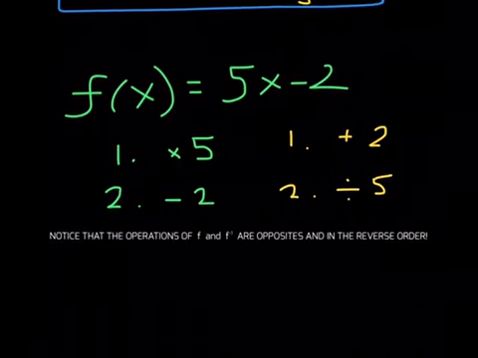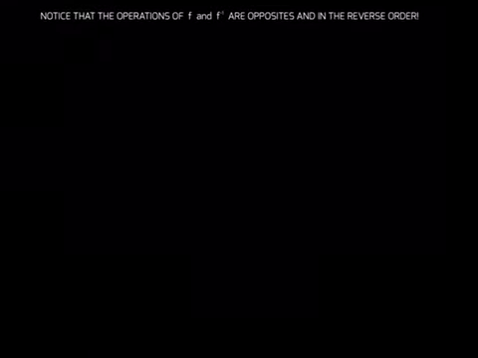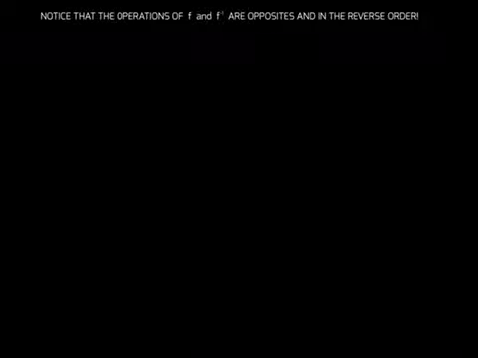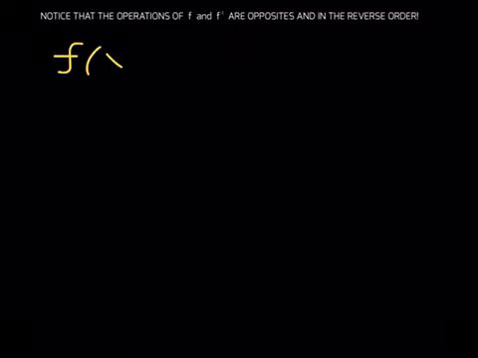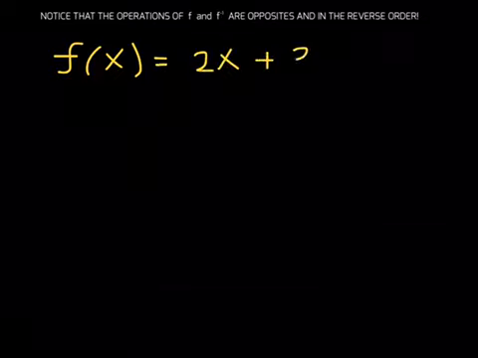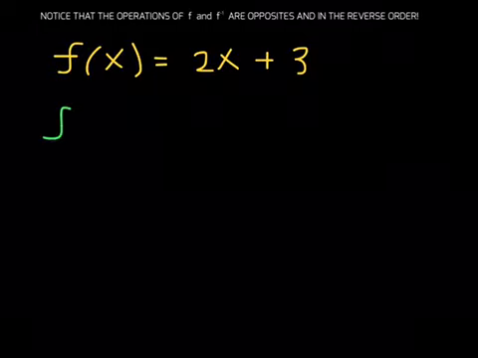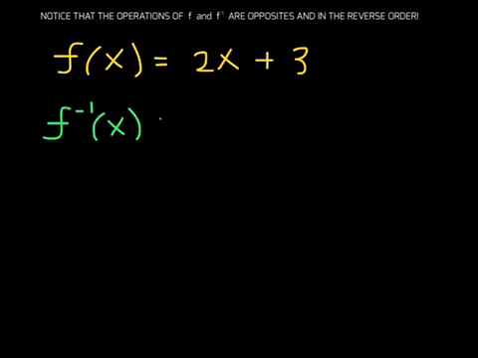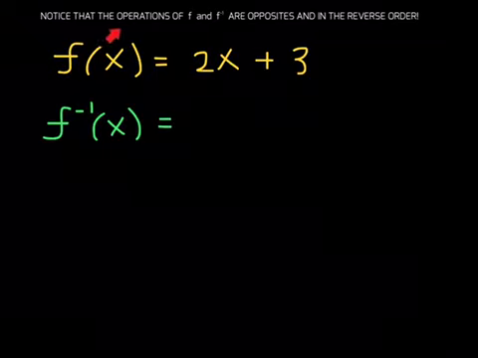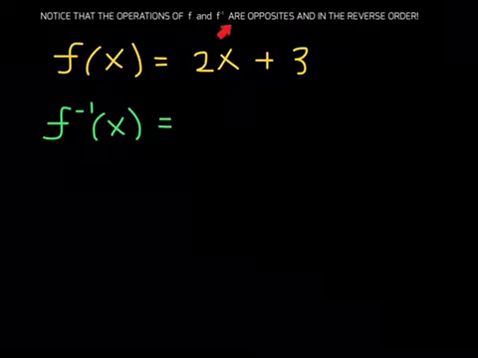All right, before we go to the next example, let me see if that really made sense for you. Let me say a brand new example. I'm just trying to make something up really quickly. How about f of x is equal to 2x plus 3. Can you pause the video and figure out what f inverse will be, knowing that the operations of f and f inverse will be opposite operations, but also in the reverse order? I'll give you some time to do that.